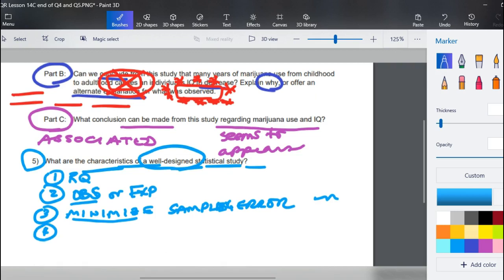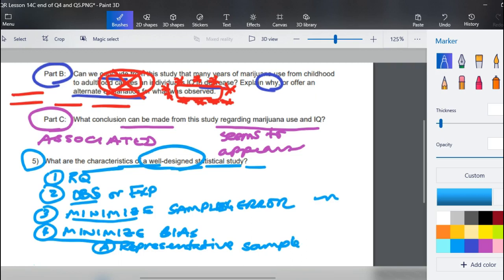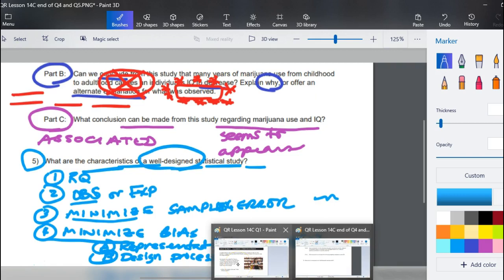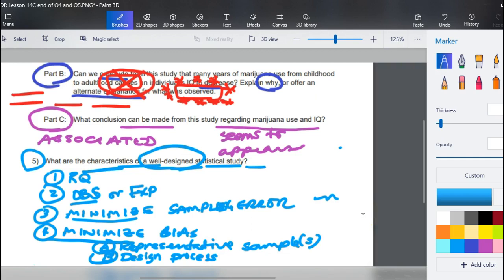Some other things that we can do for a well-designed statistical study is to try to minimize bias, by doing a couple of things like ensuring that we have a representative sample, and also that what we're designing, the process, that what we're doing in our research is really viable, it's really doable. Just spending a whole lot of time and thought.